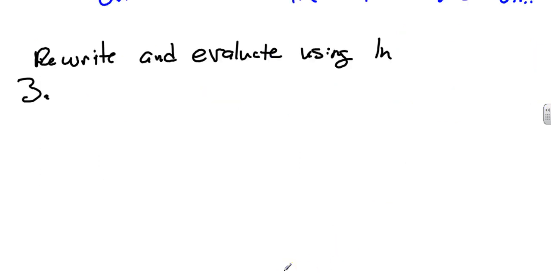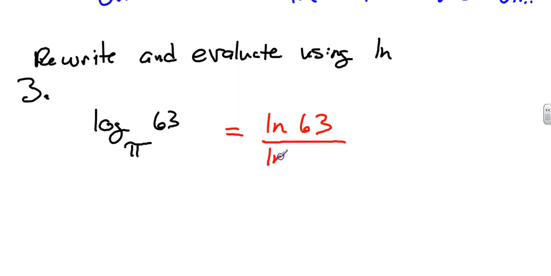So for this one, we're going to rewrite it and evaluate using ln just so we can kind of see what's going on here. We're going to do log of 63 where pi is the base. Okay, so again in section 4, which we'll get next time, some of these they're going to tell you you have to use the word ln for these. So for that one, it would be the ln of 63 divided by the ln of pi.